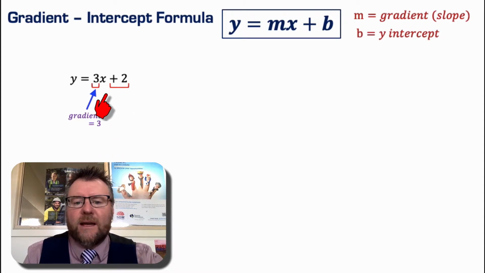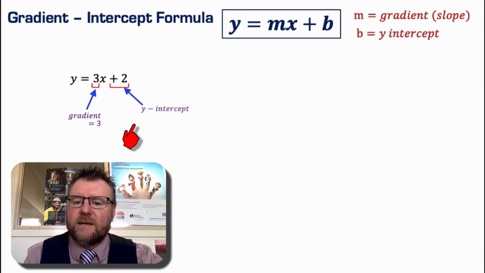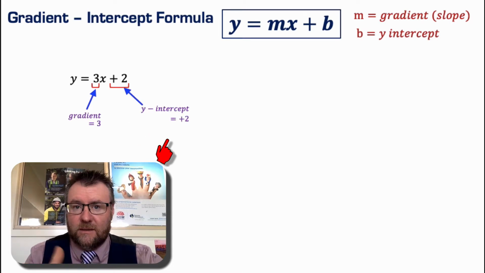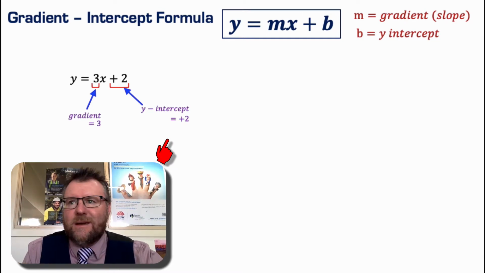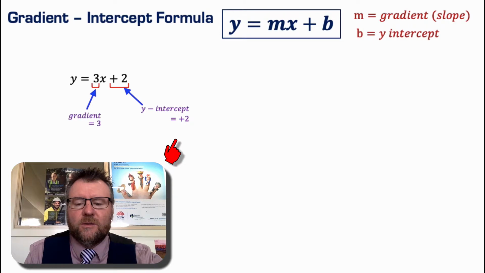The number here without any pronumeral, the plus 2, that's our y-intercept. It cuts through the y-axis at the point plus 2. It cuts through the y-axis at plus 2. That's it. m and b, the gradient and y-intercept, included in our equation.